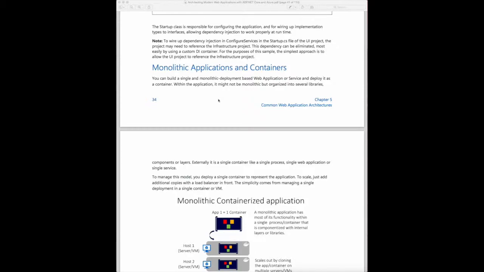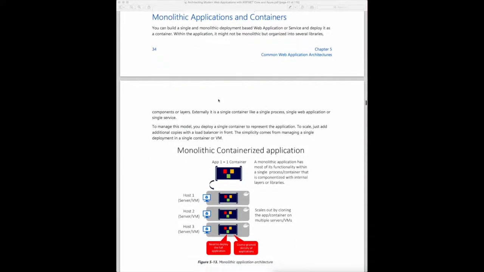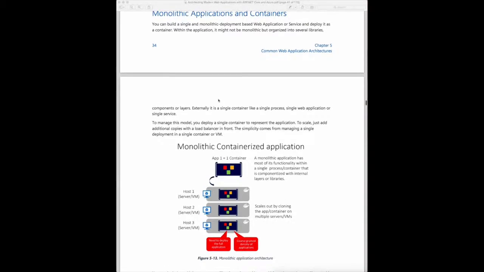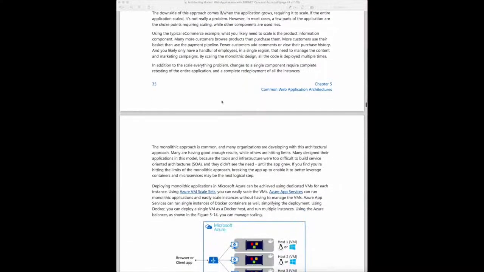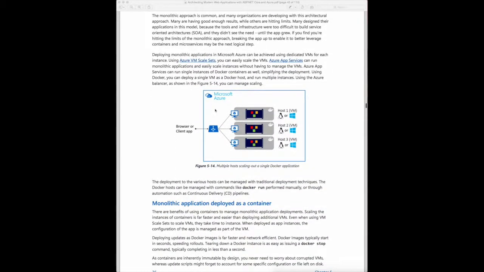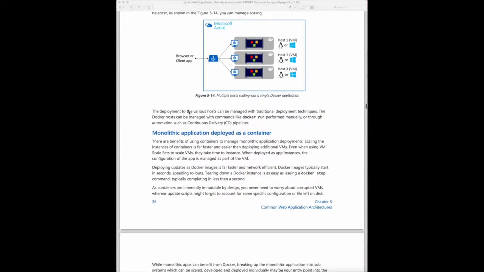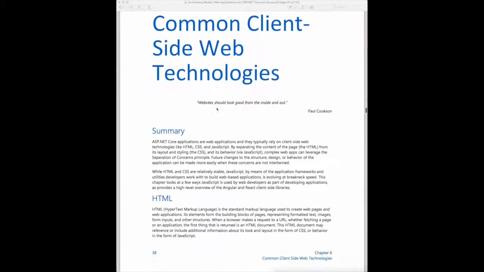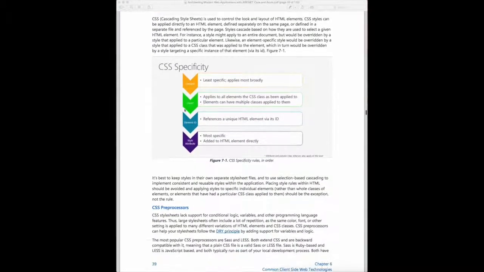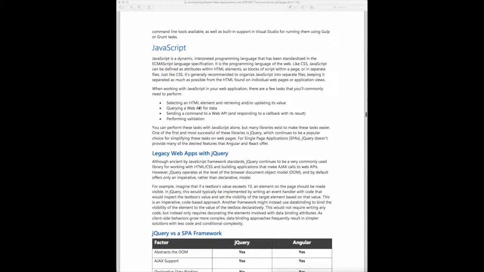It is talking about monolithic applications and containers. If you are deploying in Docker, how your monolithic application should be deployed. So there's a diagram here. We'll quickly go through this one. We'll have another session about deploying on Docker and Azure. So we'll quickly pass through this.